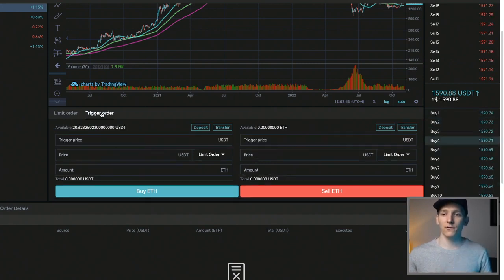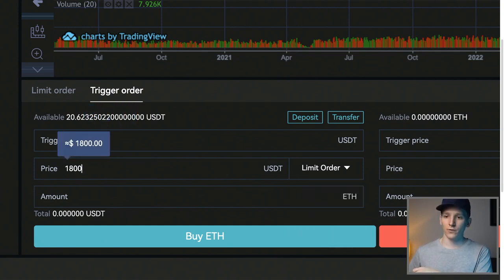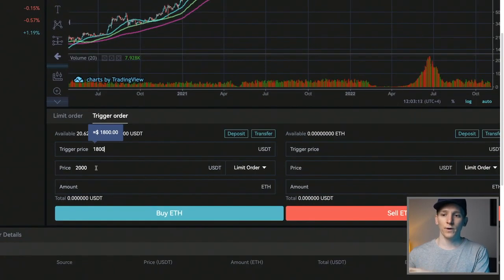Trigger orders are slightly different. This is where you tell the system to put in an order at a certain price only. So rather than a limit order where you're saying, I want you to buy at 1500, what you're doing with a trigger order is saying, when the price gets to 1800, right, I want to put in a limit order of 1800 or even 2000, right? So if the price gets to 1800, then the system will put in a buy order of whatever price that you want. So you can see that's a slightly different order. The reason people do this is for certain things, for example, stop loss orders.